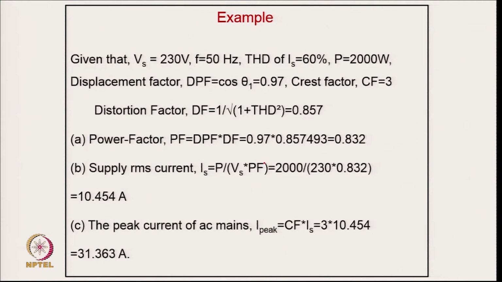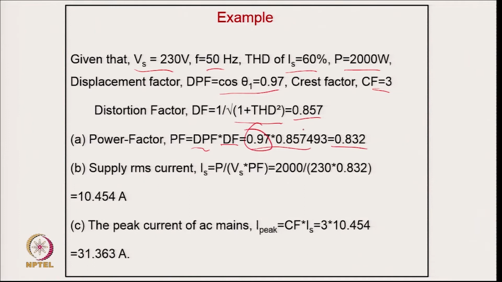Based on this, we can do a quantitative calculation. The supply voltage Vs is 230 volt, frequency 50 hertz, the THD of the supply current is given as 60%, the active power drawn is 2000 watt, the displacement factor is 0.97 and the crest factor is 3. What is asked here is the distortion factor, that is 1 upon root of 1 plus THD square, so it is 0.857. The power factor is the displacement factor multiplied by the distortion factor, and putting in the calculated values given here, the power factor is 0.832.